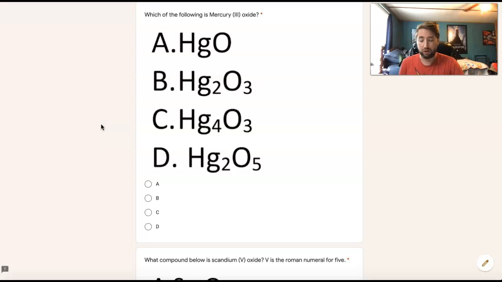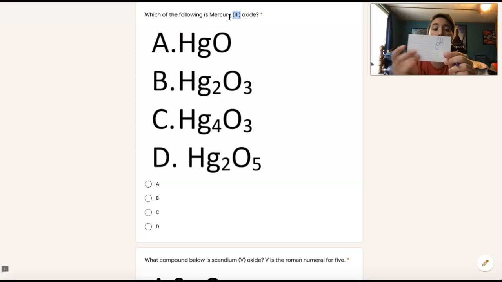All right, next one, it says, which of the following is mercury(III) oxide? So let's go through this. Looking at your periodic table, what is the symbol for mercury? All right, and you guessed it, it's going to be Hg. Why is it Hg? That's the Latin name for mercury. All right, this 3 after this is going to tell you that it is +3. So the mercury is going to be +3, so I'm going to write +3 above the Hg just like that.